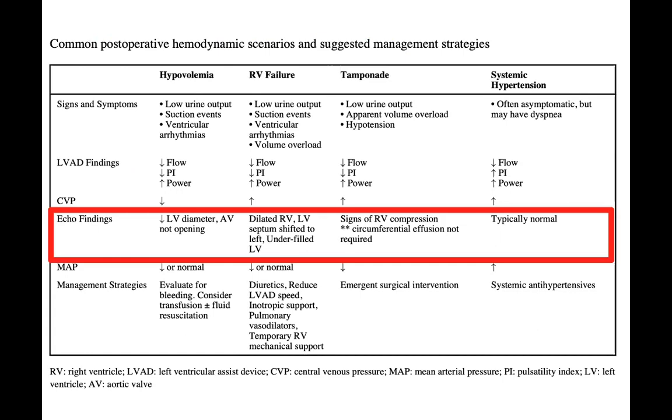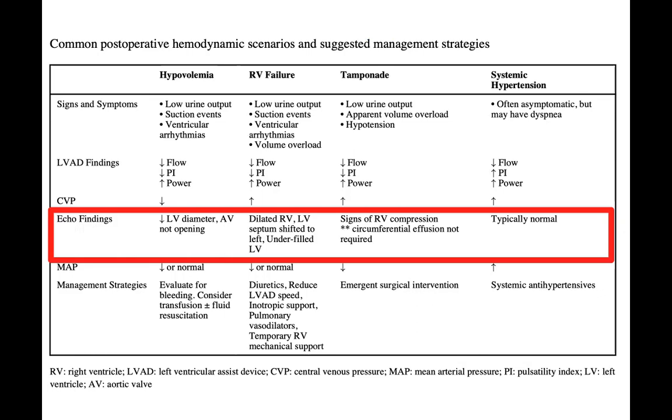This is a chart showing the common postoperative hemodynamic scenarios and suggested management strategies. So this can be helpful, of course, in the CT-ICU if you have a patient post-op. If we look at our echo findings for hypovolemia, again, we might see a decreased LV diameter, or you can also look at that aortic valve. And if it's not opening, it could suggest that there's not enough volume, or that the LVAD is taking off more volume than it should be, or that the patient needs to have more volume. For RV failure, of course, you may see a dilated right ventricle, or the LV septum might be shifted to the left, and you have an underfilled LV depending on the extent of it.